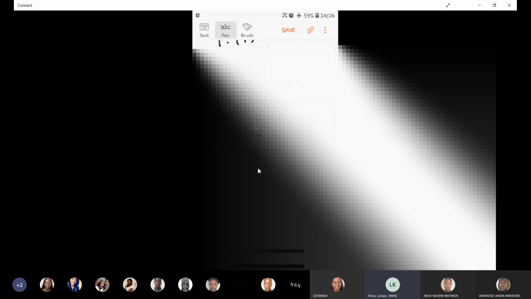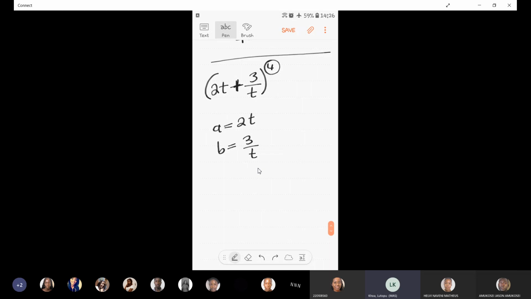So now that I know what my A and B are, what I do now is I will multiply the coefficients with the powers of A and B decreasing and increasing. So my first coefficient is 1, then I take my A, which is 2t, just the way it is, and then the exponent is 4. Then I write my B to the power of 0. So remember, these two exponents must add up to 4. So I have 4 plus 0. This gives me this 4 I have over here. For A, the exponents must be decreasing. For B, the exponents must be increasing until I get to this number that I have over here.